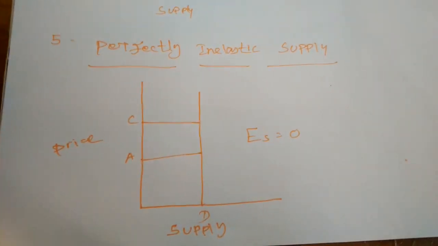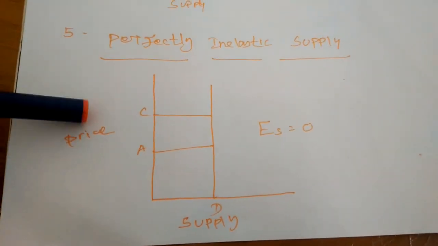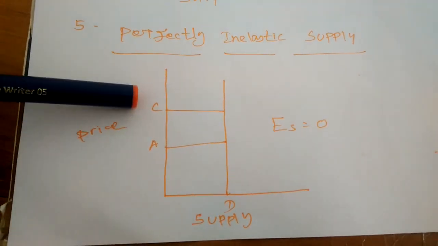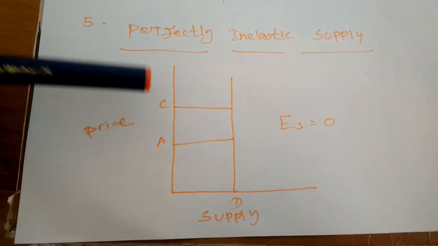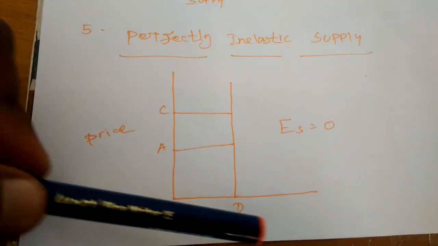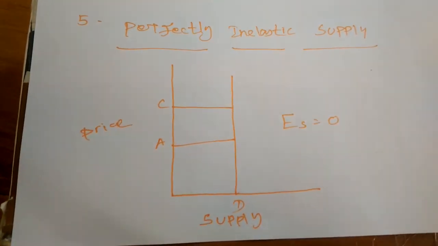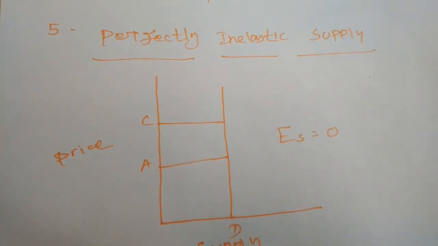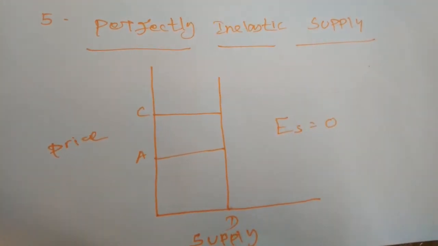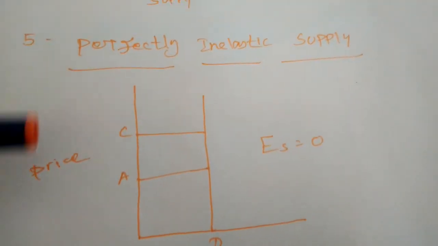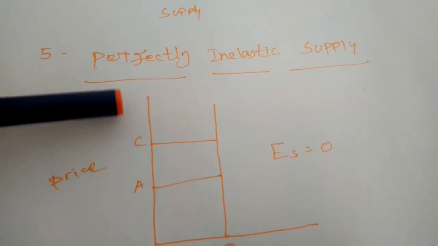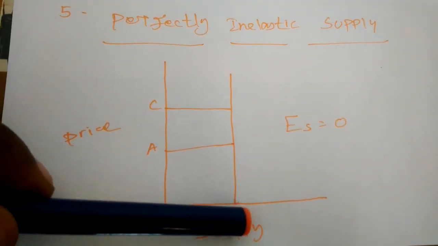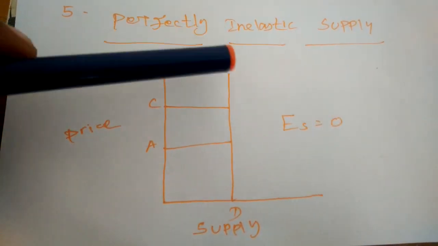Next, perfectly inelastic supply. Perfectly inelastic supply means even if the price of the commodity is increased from 1% to 2% or 3%, the supply of the commodity will never change. I will give the example for perfectly inelastic supply later, but just to understand, even if the price of a commodity increases by many percentages, the supply will never change. That is called perfectly inelastic supply.